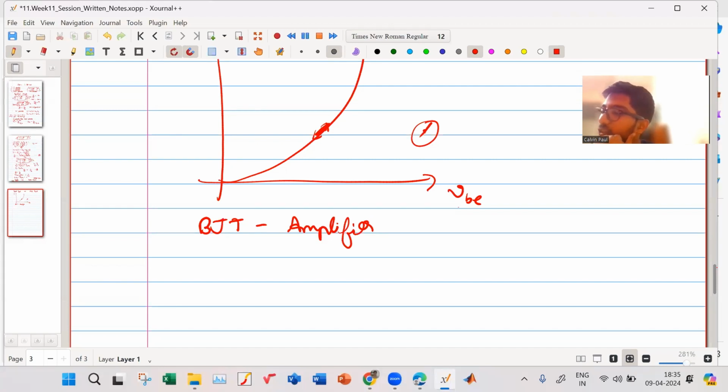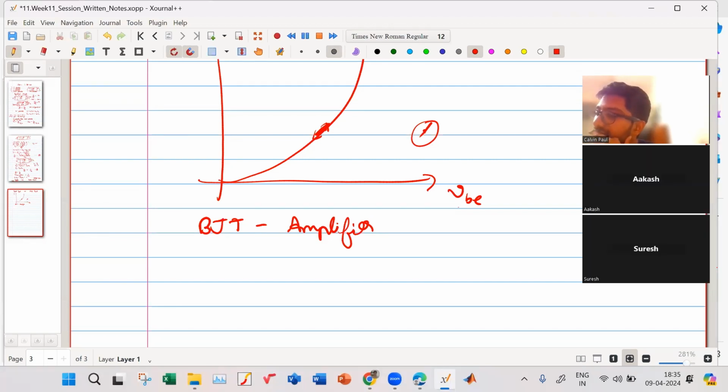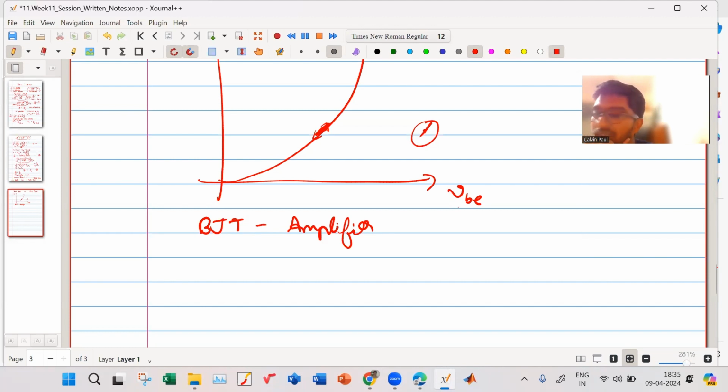Akash, you would have known BJT at least, no? This is second year. Yes, sir. I just studied BJT. So what have you studied about BJT? First, we will draw the small signal model of BJT, and then based on that, we'll analyze how it works in different conditions.